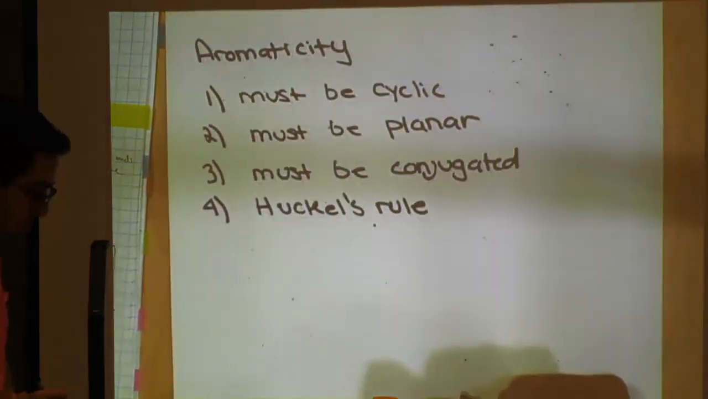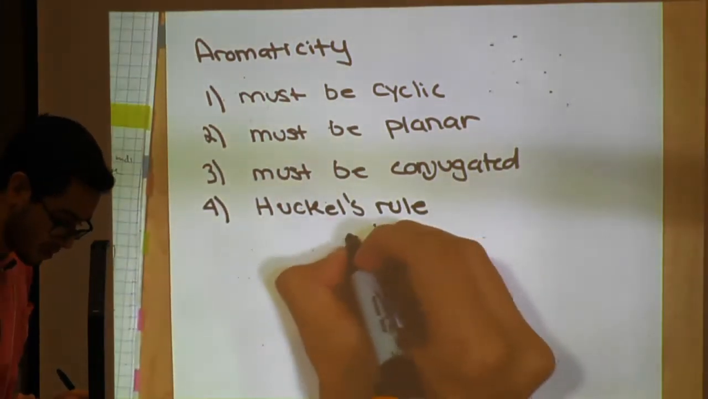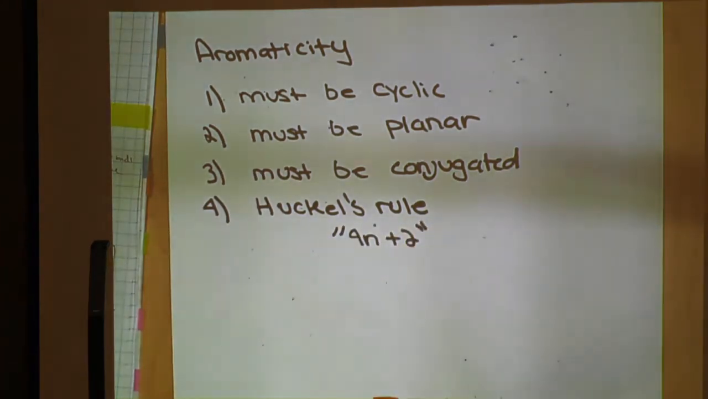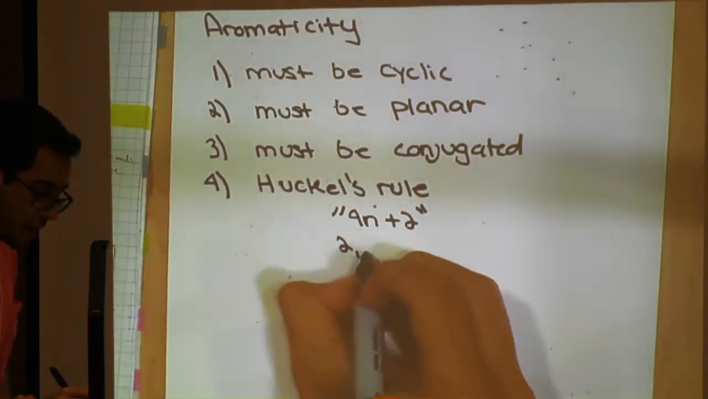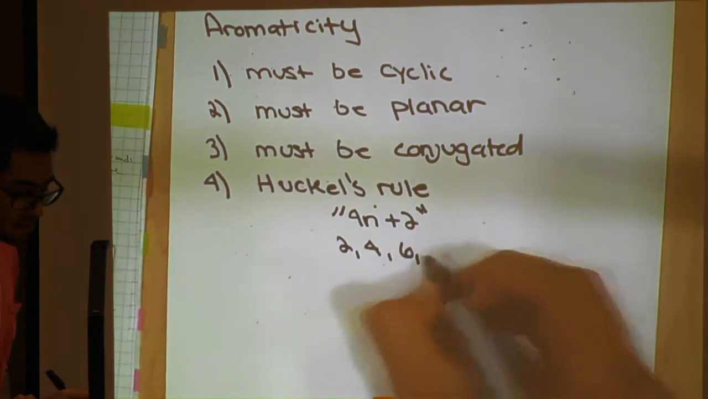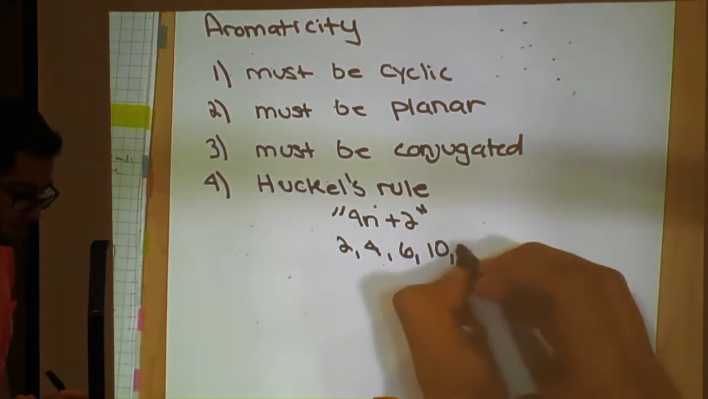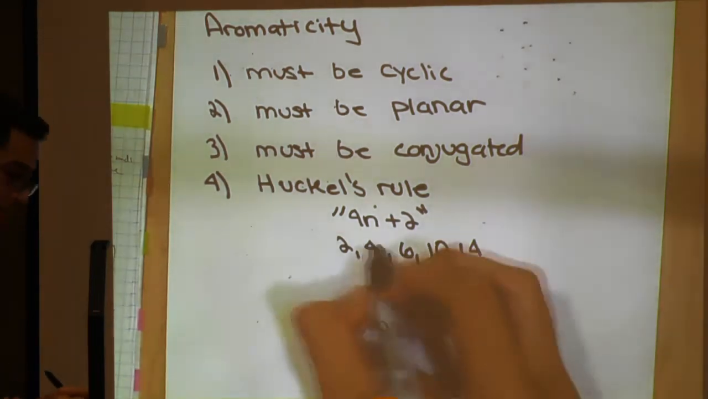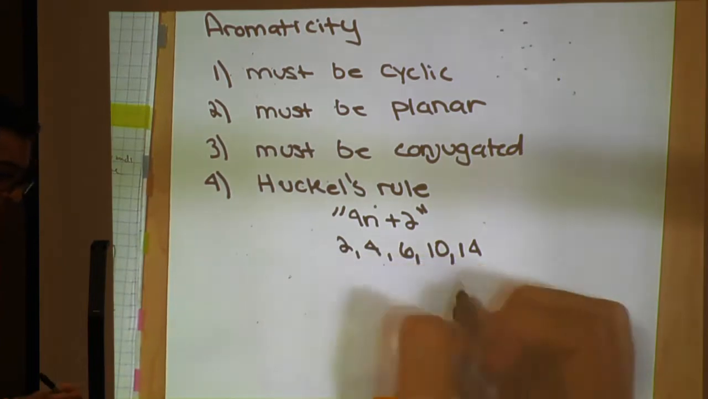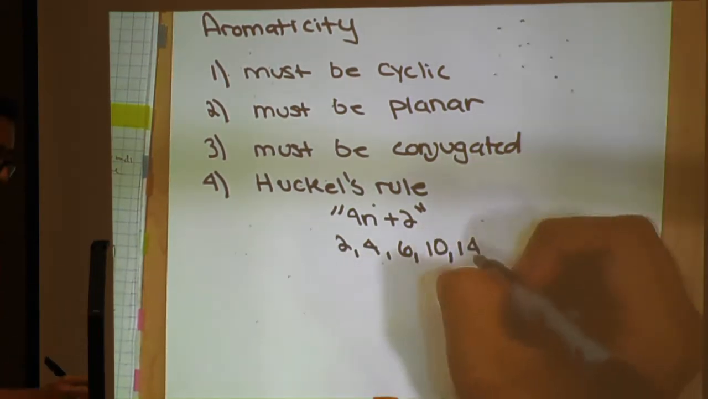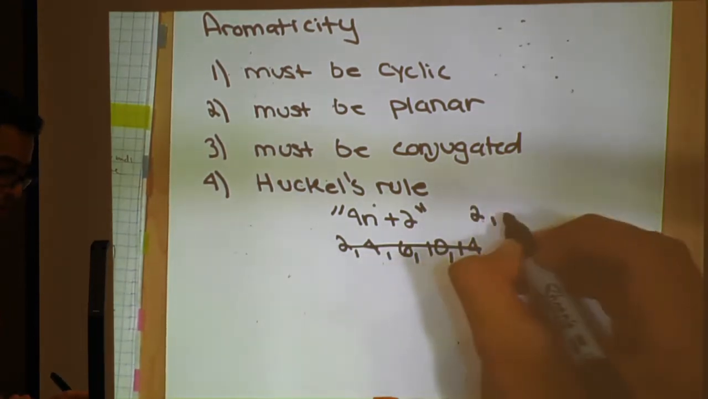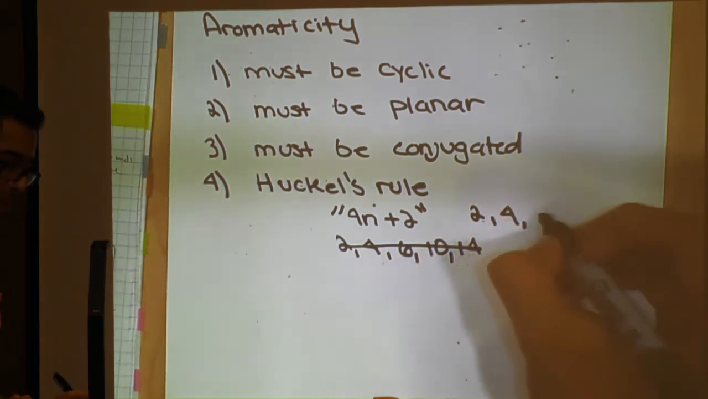And Huckel's rule basically breaks down to 4n plus 2. You can always remember that formula, or you can just remember that it starts at 2 and you just add 4. So 2, 6, 10, 14, you're just adding 4. Let me just scratch that out. I can't do simple math, guys.